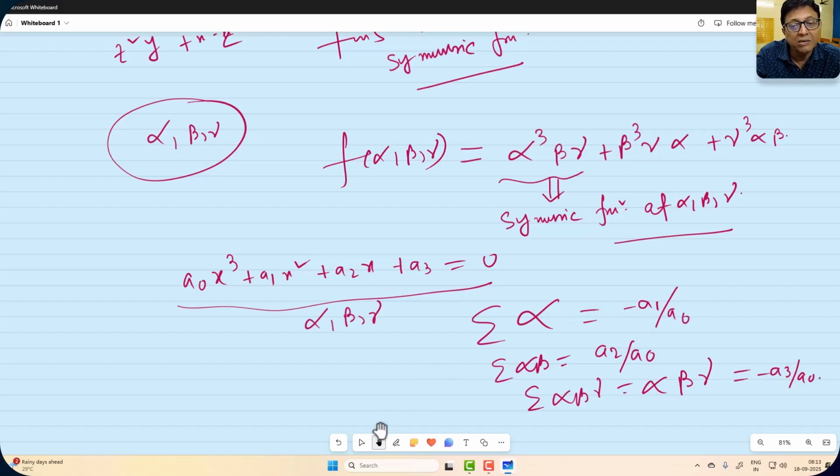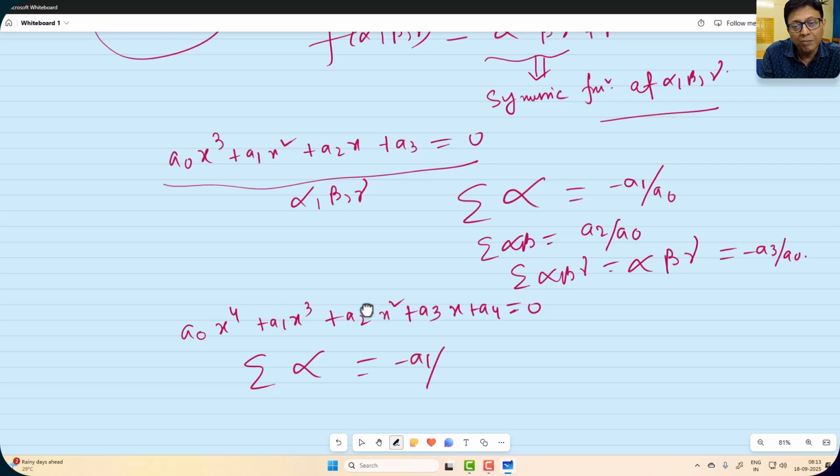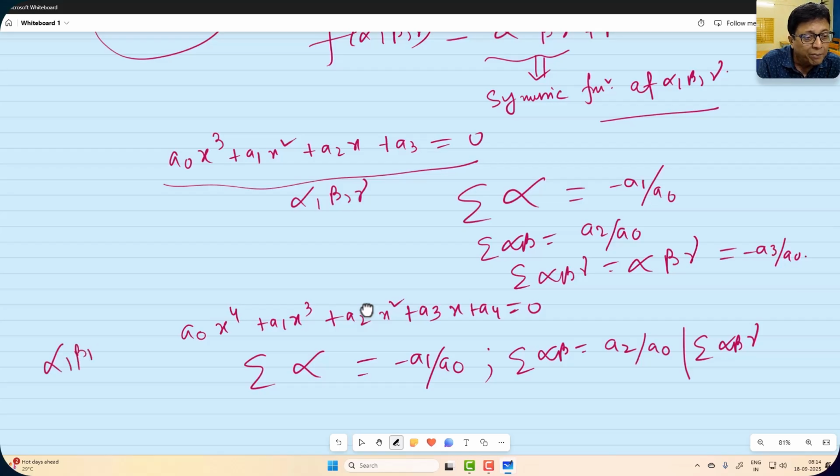Alternate plus minus. For a biquadratic equation, how to write? a0 x to the power 4 plus a1 x cube plus a2 x square plus a3 x plus a4 equal to 0. Sigma alpha is going to be what? Minus a1 by a0. Then sigma alpha beta is going to be what? That is a2 by a0. And sigma alpha beta gamma has a meaning over there because four roots are there. Those roots are alpha, beta, gamma, delta.